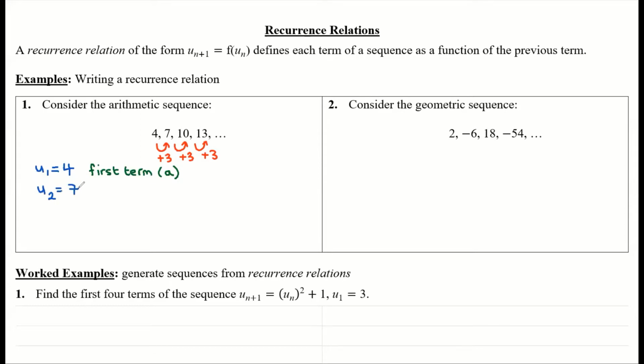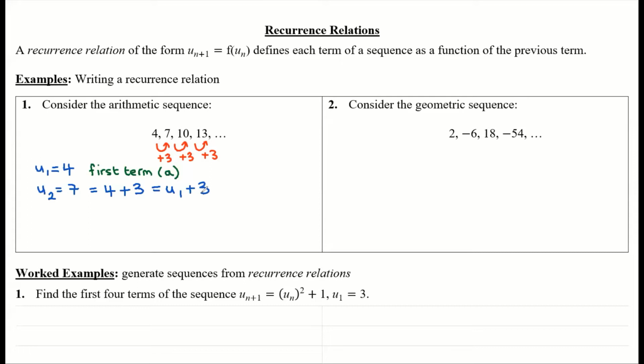But let's think how we got there. Well, we started with the first term, didn't we? And we added our common difference, which is 3. That's how we got to 7. So now I know it's 4 with 3 added. I could actually write it like this: I could write it as U1 with 3 added to it. So we've now defined the second term as 3 added to the previous term, essentially the first term.